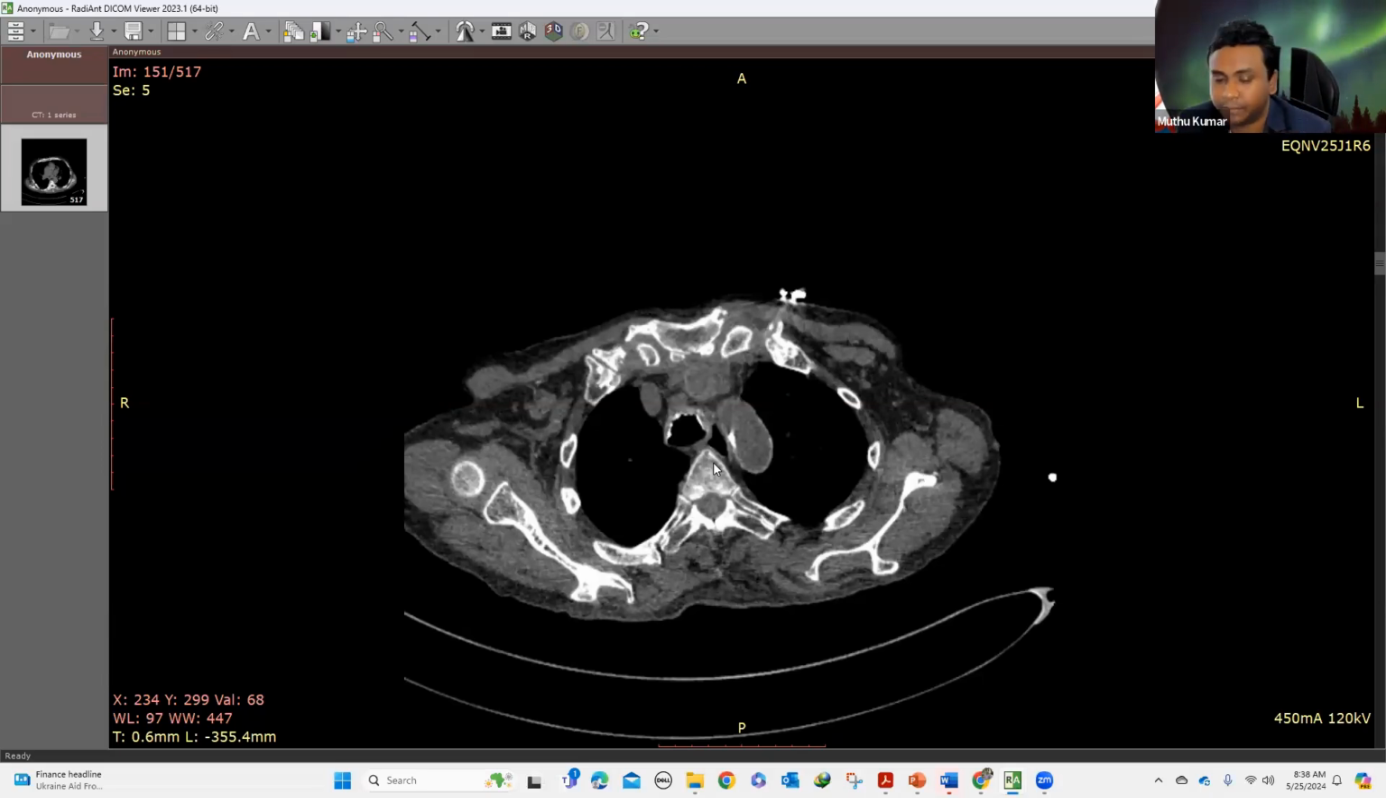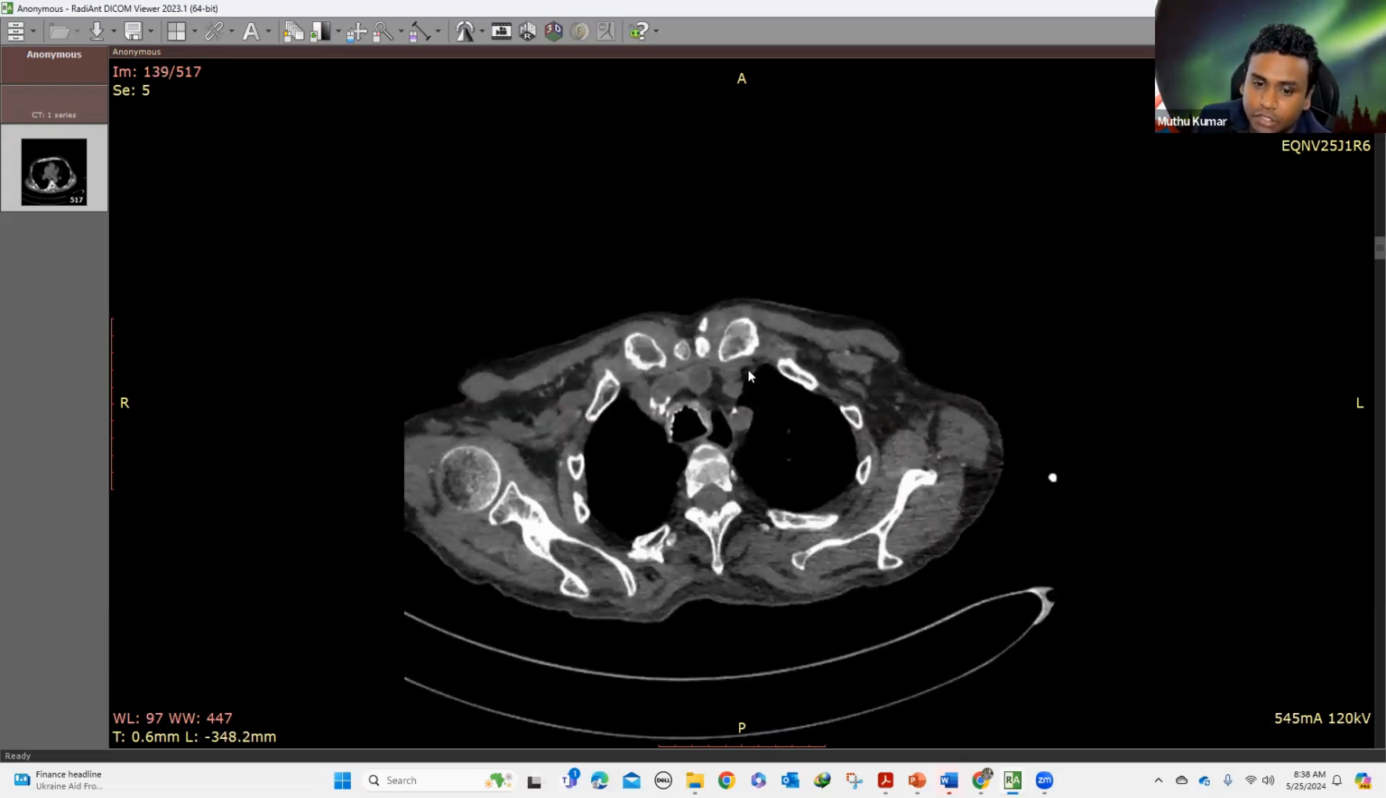That is normal physiology. But when you see this in a middle-aged patient, and if the patient is on anticoagulants, always think of Coumadin trachea. So patients who consume Coumadin can have tracheal calcification.